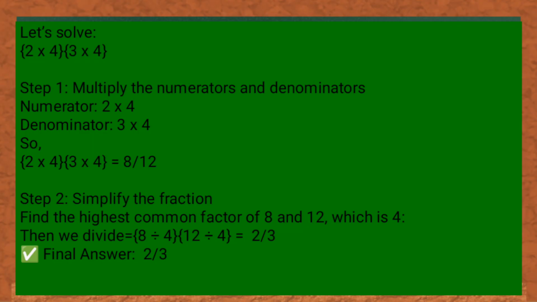We simplify the fraction by finding the highest common factor of 8 and 12, which is 4. We then divide 8 and 12 by 4. 8 divided by 4 will give you 2. 12 divided by 4 will give you 3. That is 3 different parts, 2 different parts, joined together. The answer is 2 over 3.